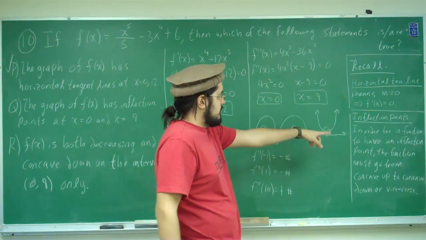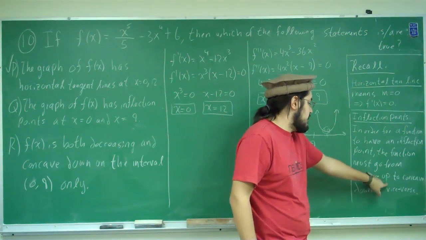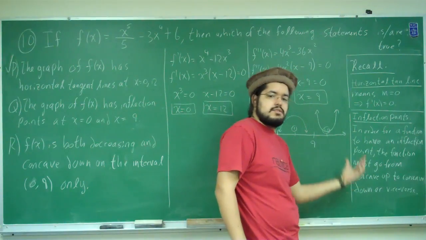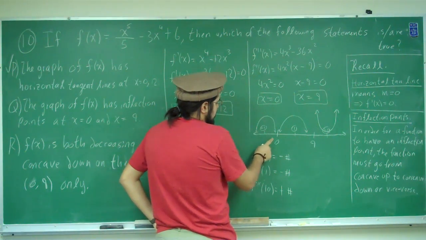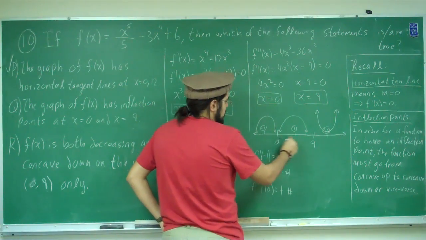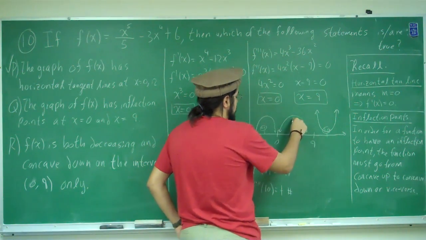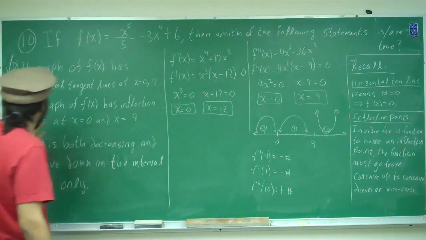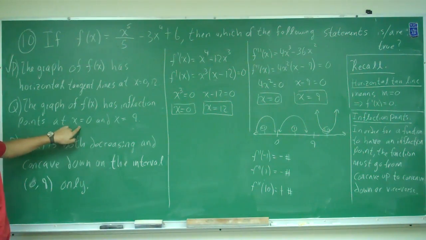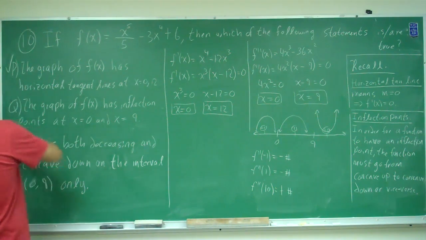Okay, so remember what inflection points are. In order to have an inflection point, the function must go from concave up to concave down, or concave down to concave up. So if you look here, from -30 to 0, this is concave down, and then from 0 to 9, it's still concave down. So it did not change from concave down to concave up. Therefore, at 0, there's no inflection point. And this statement is stating that there is an inflection point at 0, and that's false. So therefore, this whole statement is false.